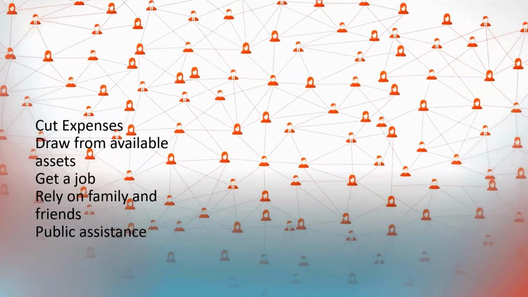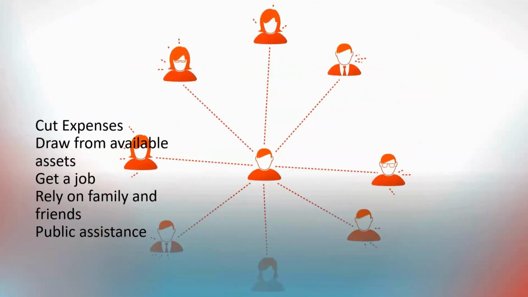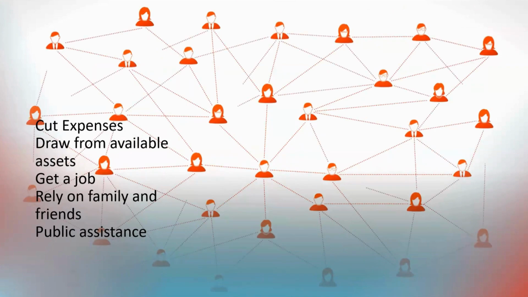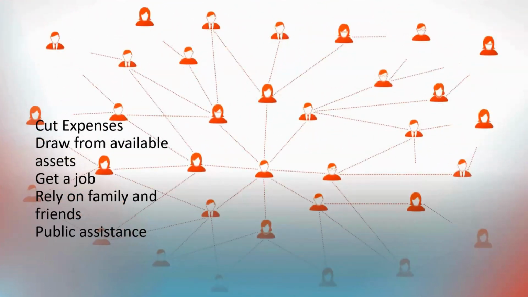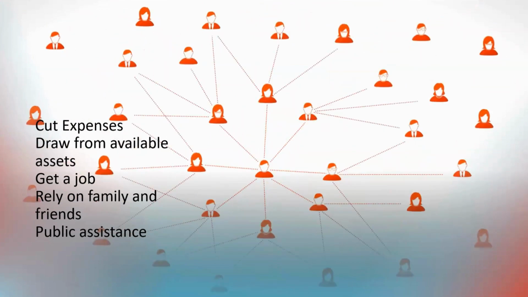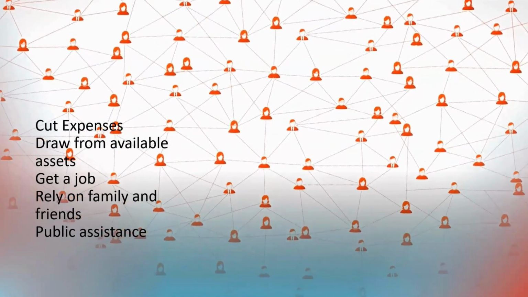There's no other options. And if you're talking to people that are going to be relying on family and friends and relying on public assistance, I need to get you out of that pond because the fish aren't right. They're too small and they're not edible. You need to get into a spot where their three best choices are get a job, draw from available assets, or cut expenses.